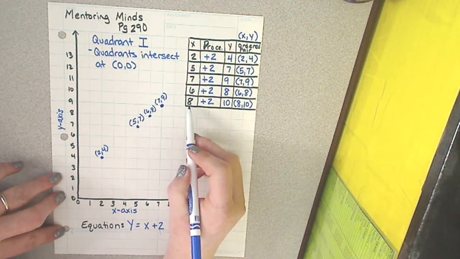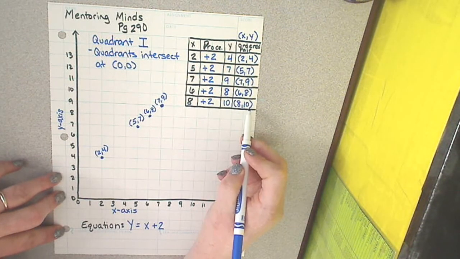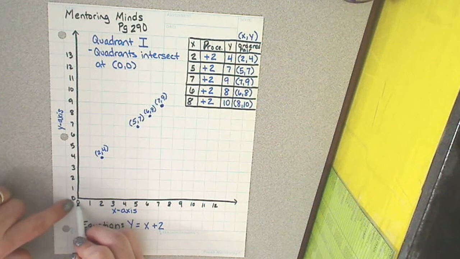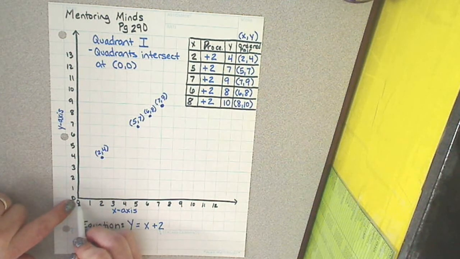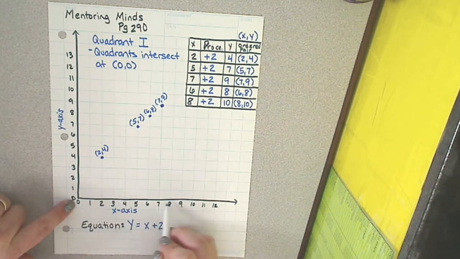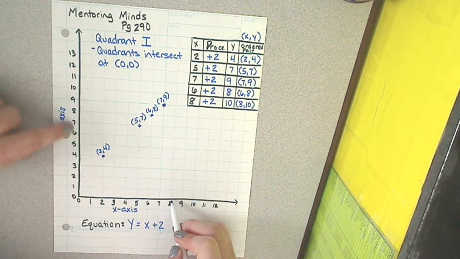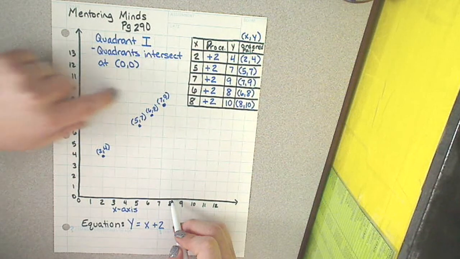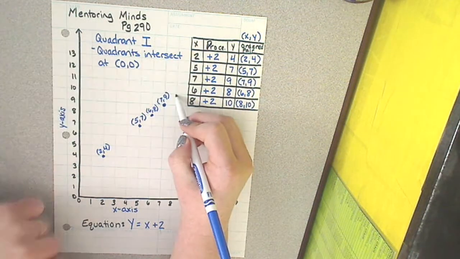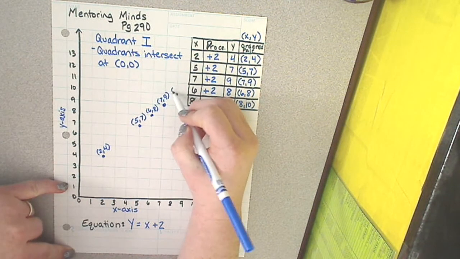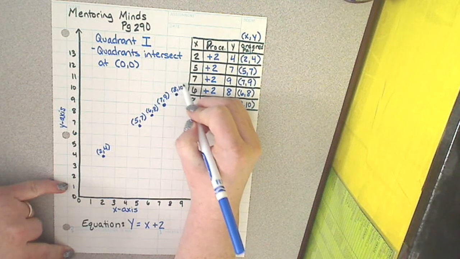And now I need to look for 8, 10. Starting at 0, 0, I'm going to go horizontally all the way out to 8, and then go vertically on my y-axis until I find 10, and find where those two intersect, and this will be 8, 10.